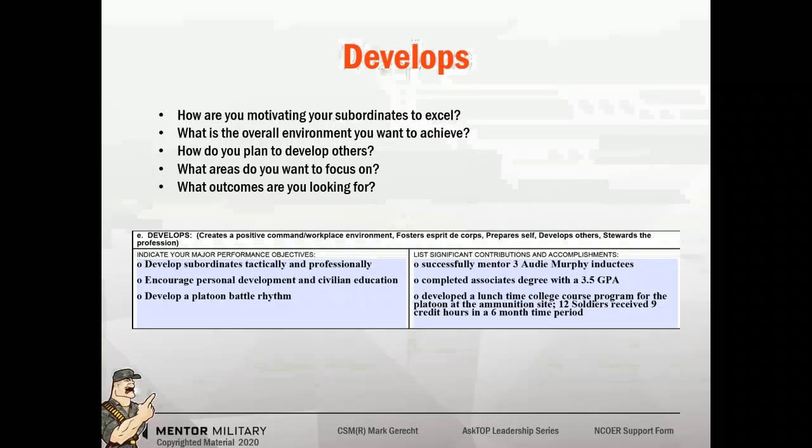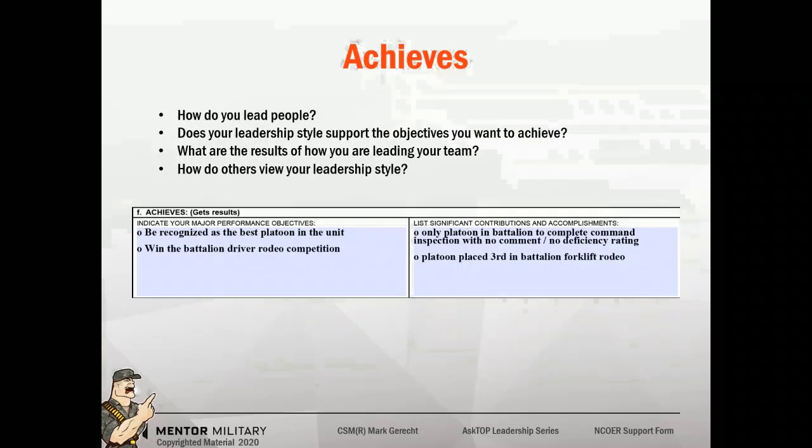What outcomes are you looking for? Achieves. How do you lead people? How does your leadership style support the objectives you want to achieve? What are the results of how you are leading your team? How do others view your leadership style?